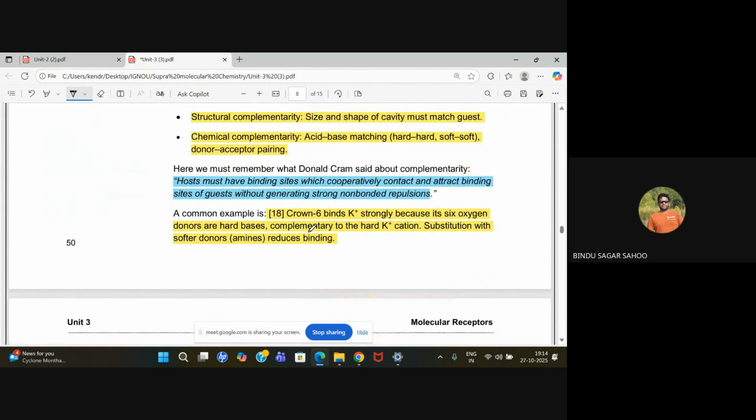So this is an example of hard acid and hard base interactions. K plus is a hard metal, and in the 18-crown-6 complex it makes a non-covalent interaction with the six oxygen atoms. And these oxygens are the hard bases. So substitution with a soft donor can reduce the binding. If nitrogen is present in place of oxygen, they cannot strongly bind the K plus ions or the hard metals.